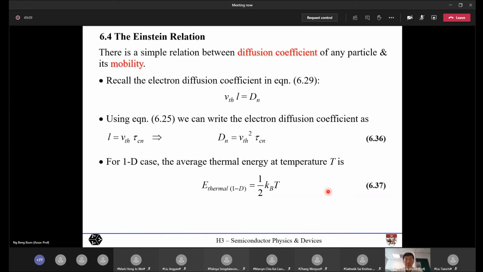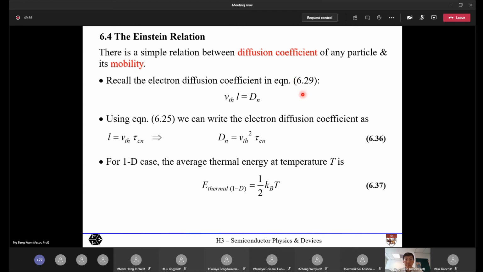Right. So in fact, there is another thing which I also need to mention, which is that between the diffusion coefficient and the mobility, it turns out that there's actually a link between these two. The diffusion coefficient and the mobility are related to each other. So we can actually derive this.